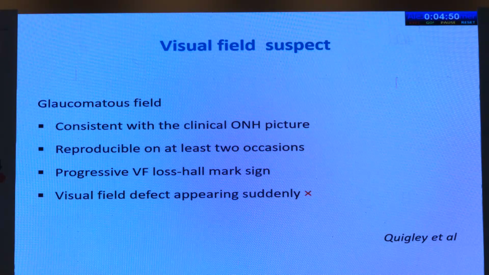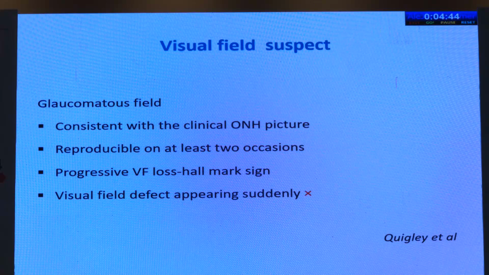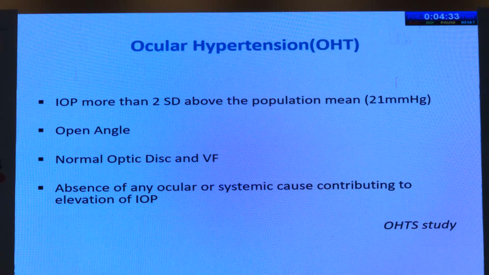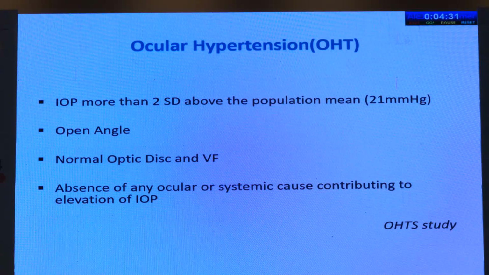Visual field suspect, if we see some depressed point on the visual field, we start treatment. But any visual field defect appearing suddenly is not a glaucomatous visual field. I will discuss this later. Ocular hypertension group, we know they have open angle, their optic disc and visual field are normal. And we should see that there is no secondary cause of rise of IOP.